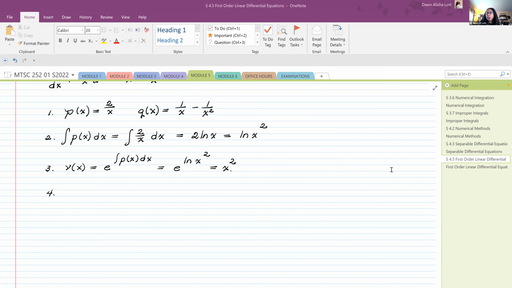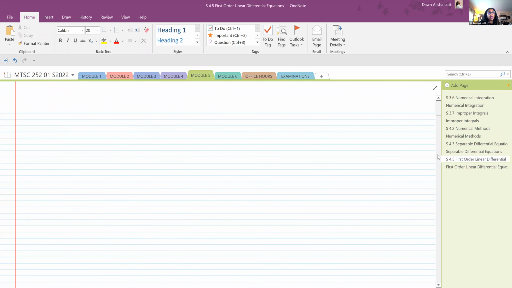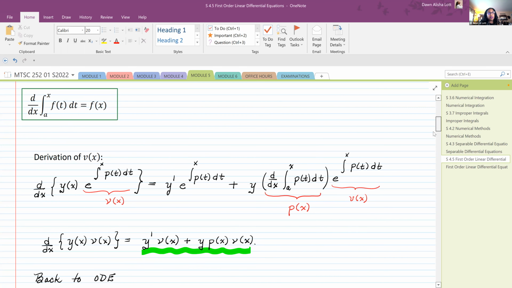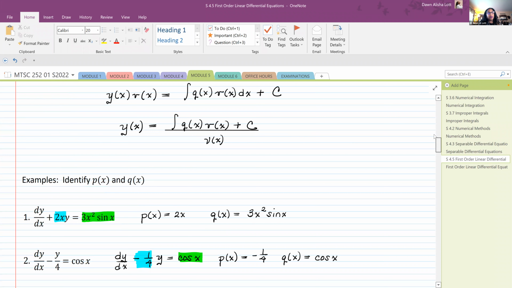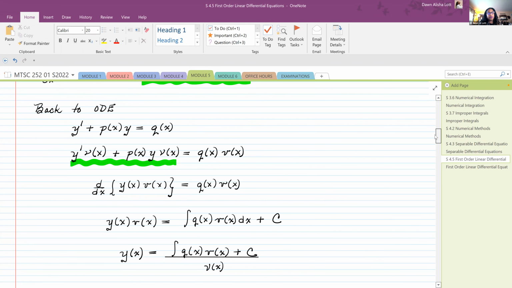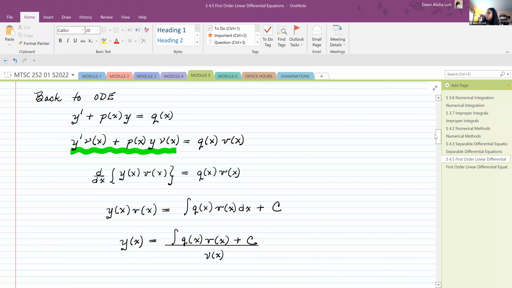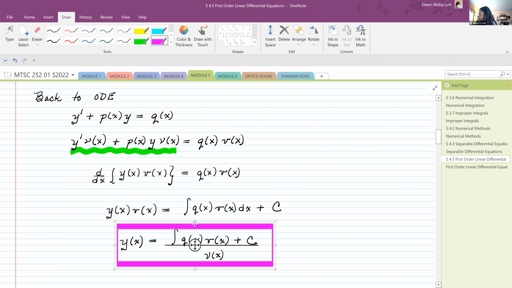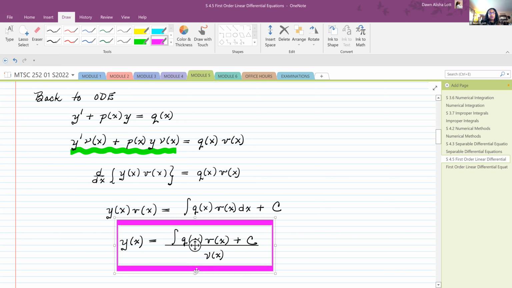Okay, so we are looking at first order linear ordinary differential equations. And the way we are solving them is we find an integration factor mu, and then when we find the integration factor mu, our solution to the differential equation, that is the solution of y prime plus p of x y equals q of x, is this solution right here.